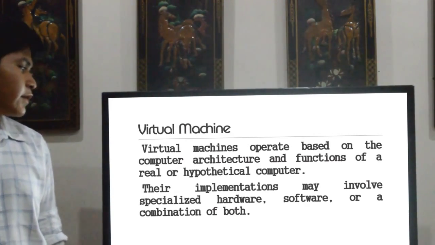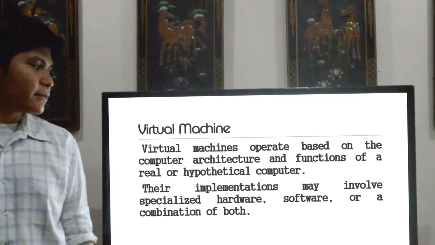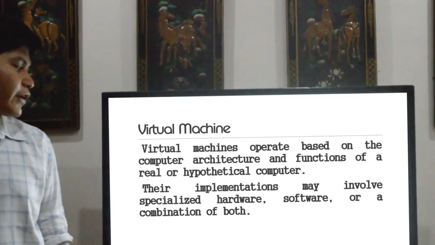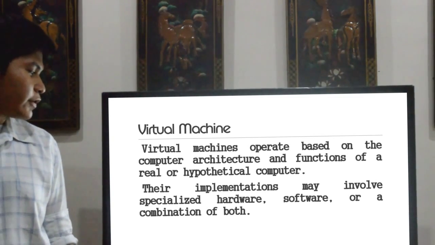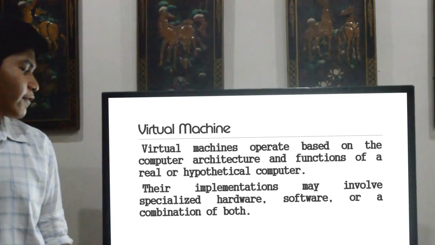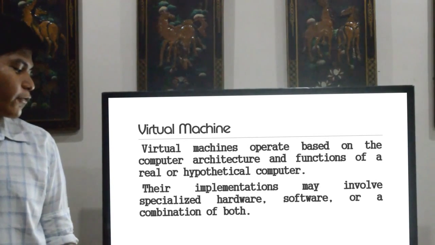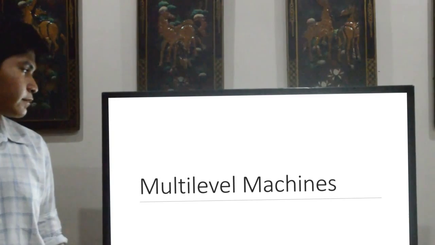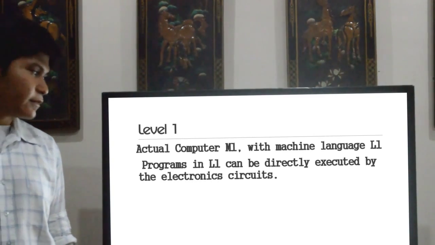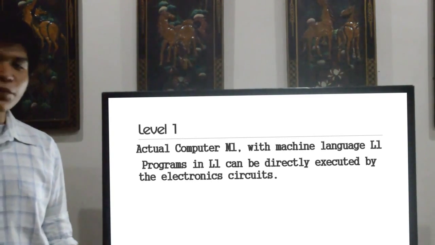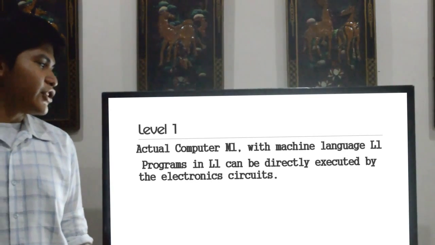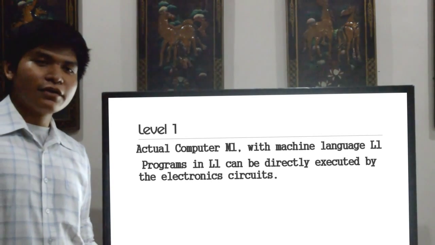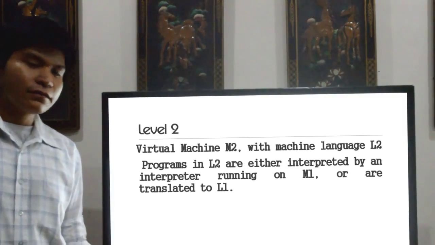Virtual machine. Virtual machines operate based on the computer architecture and functions of a real or hypothetical computer. Their implementation may involve specialized hardware, software, or a combination of both. Multi-level machines. Level 1, actual computer, with machine language L1. Programs in L1 can be directly executed by the electrical circuits.